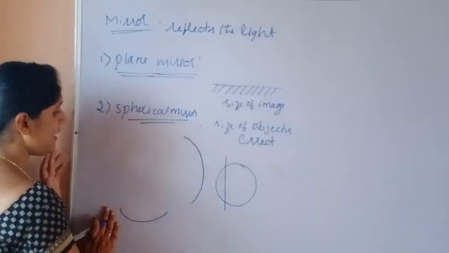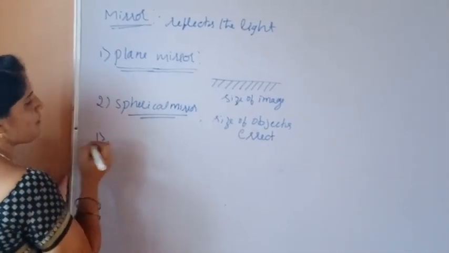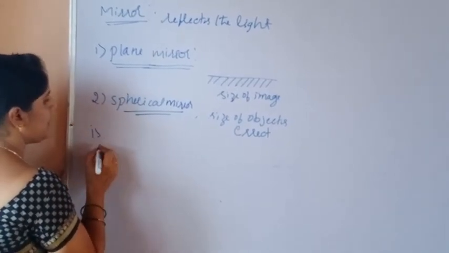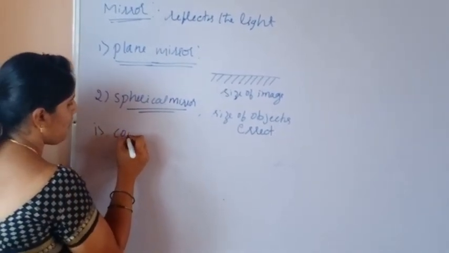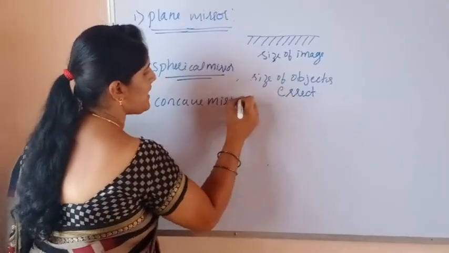Okay. Next, types of mirror. There are 2 types of spherical mirror. They are concave mirror and convex mirror.